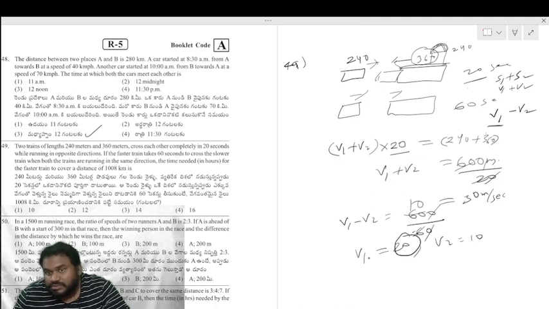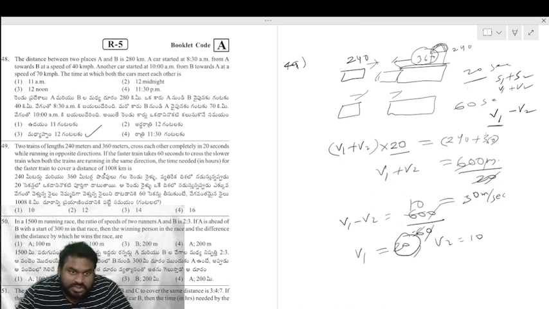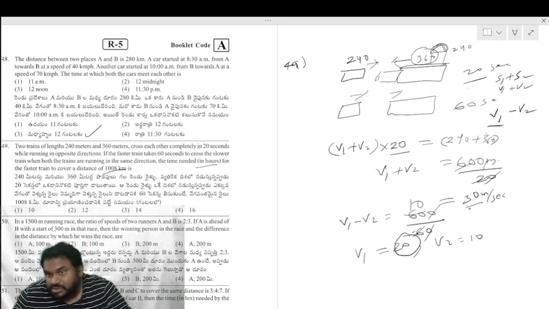So we got the train which is moving faster. We don't have to know whether it is the smaller train or the bigger train. Now what he is asking is the time needed for the faster train to cover a distance of 1008, but in kilometers, and the answer is in hours. So you have to convert meters per second into kilometers per hour. How can we convert? By multiplying with 5 by 18.